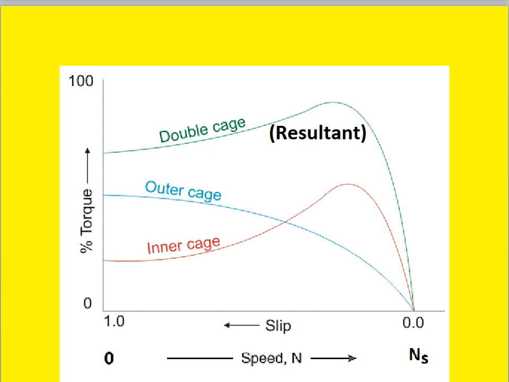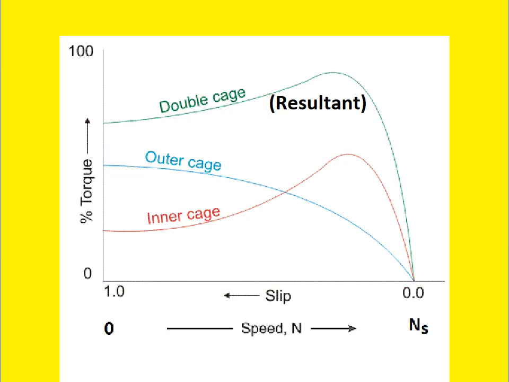So as a result, the resultant torque of the double cage induction motor can be shown like this. This is the resultant torque slip characteristic. This is the slip, this is 0, this is 1. S equal to 1 means slip is equal to 1, that is, the rotor is at standstill, whereas slip equal to 0 means the speed of the rotor is synchronous speed.